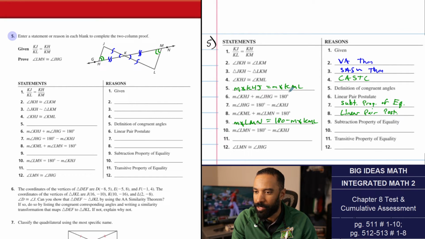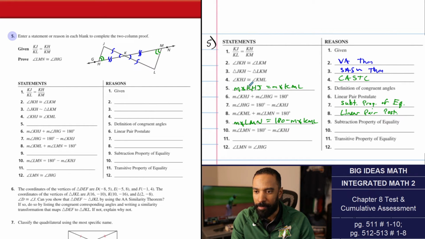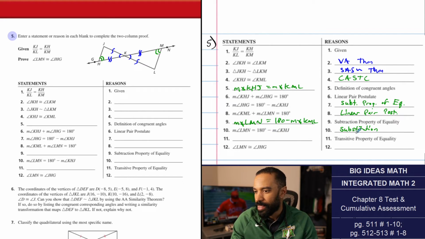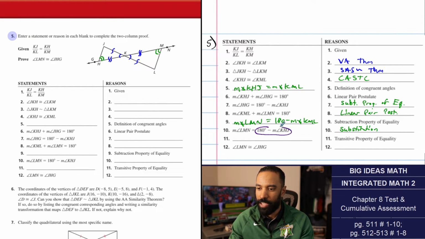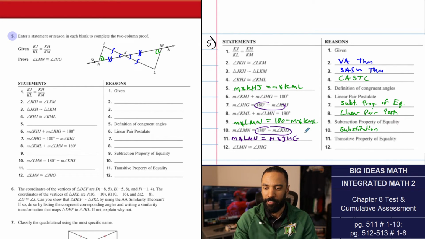Oh, the KML, they're going to substitute. KML is going to be replaced by measure of angle KHJ down here. That's a substitution property of equality, I'll just put substitution though. So this lent to that. And then by transitive property of equality, we now see two different angles equal to the same thing. JHG and LMN are both equal, and it's going to lead to this next. Measure of angle LMN equals the measure of angle JHG by transitive property of equality.